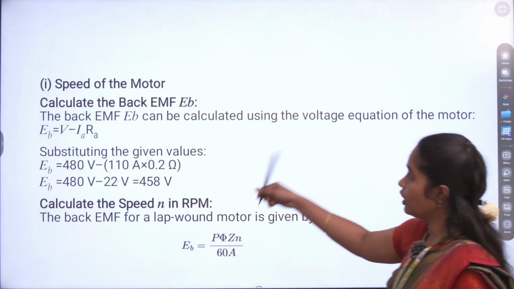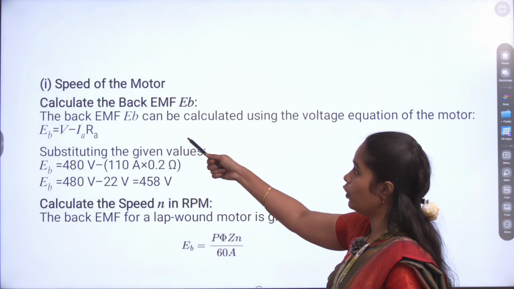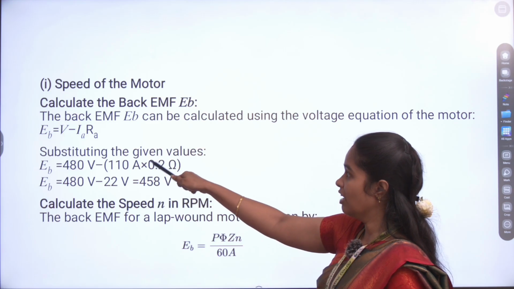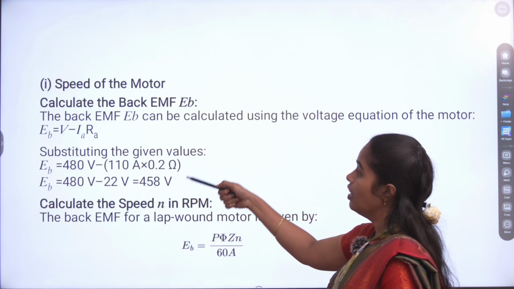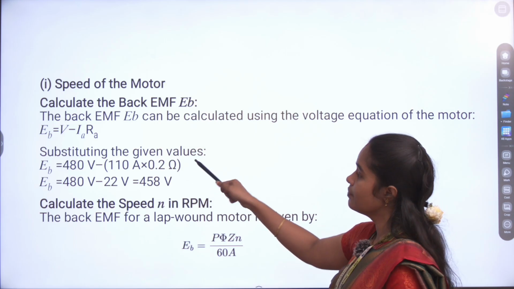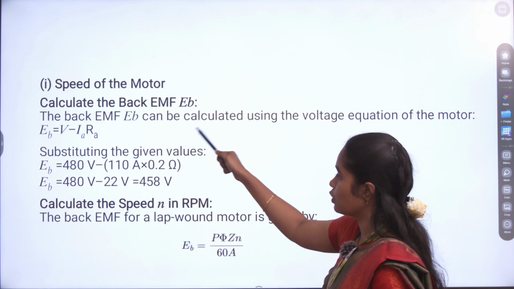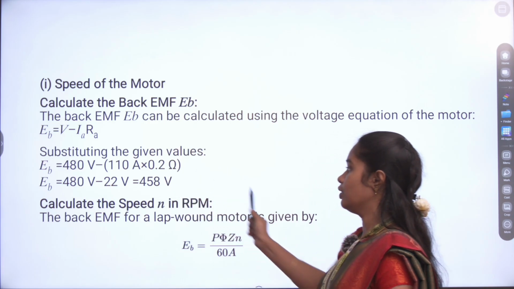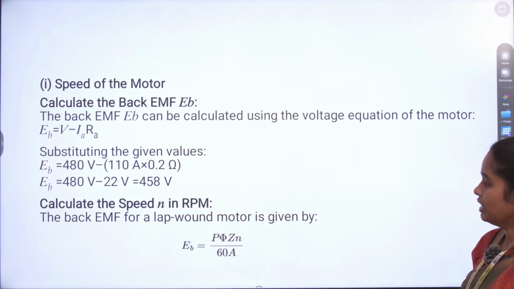So first we have to calculate the speed of the motor. Before that, I calculate the back EMF. So the back EMF formula: Eb equal to V minus Ia Ra. Already we know very well the voltage, armature resistance and armature current values. Substitute all these values and finally we get Eb equal to 458 volt.